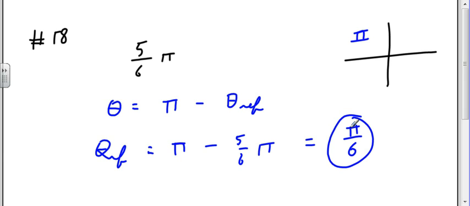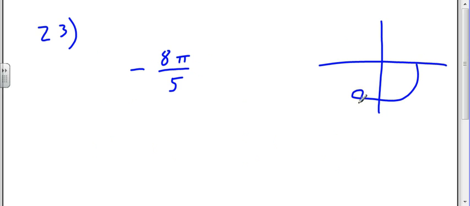24? 24? No, 23. Okay, so I've got minus 8 pi over 5. Minus 8 pi over 5. All right, so that looks like I'm over here. It looks like that's a third quadrant guy. Does that not look like, yeah, it looks sort of like a third quadrant guy, I think. No, it's not a third quadrant guy. It's a first quadrant guy. Is it a first quadrant guy? It's a first quadrant guy.